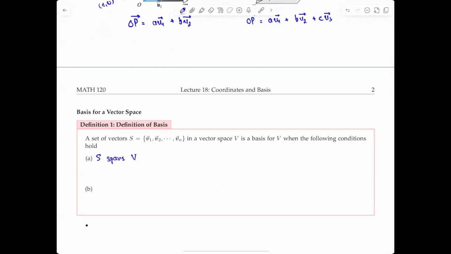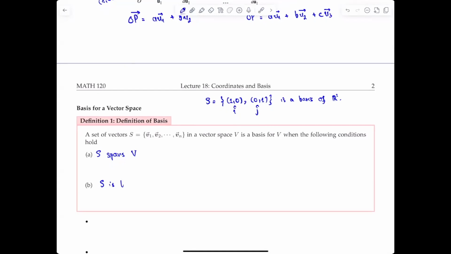The first condition is that S spans V. With this set, you can create all of the vectors inside the vector space V. What type of S have you seen before? You have the set of the standard unit vectors I and J. Let's say S is equal to {(1, 0), (0, 1)}. This is the set of the standard unit vectors I and J. With these two vectors, you can generate all the vectors in the vector space R2. And so S is a basis of R2. We will get to that later. But the first condition that needs to hold is that S spans V, and the second is that S is linearly independent.